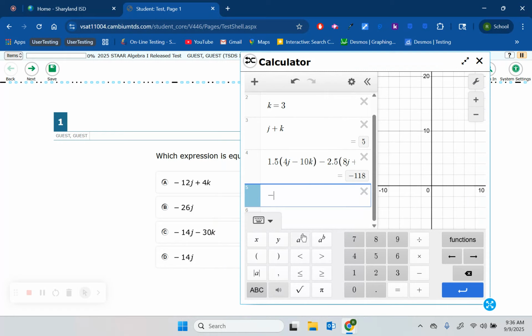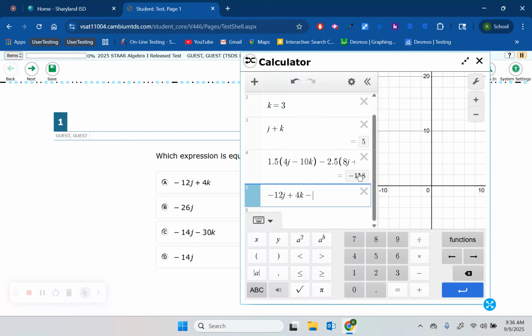Now let's try the answer choices. Negative 12. Let's see. You can hear noises around. I'm using technology, and sometimes it just gets in the way. So negative 12j plus 4k. Is the answer negative 118? No. So A is not your answer.